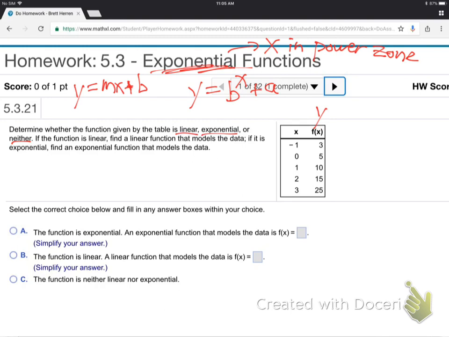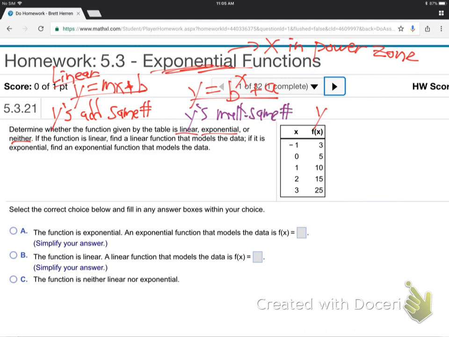Okay, what does that mean about the table? For linear, a line, the y's add the same number each time. Whereas with exponential, the y's multiply the same number each time. What am I talking about?